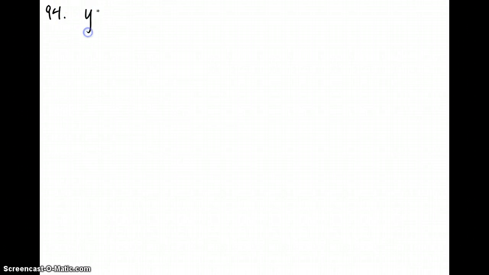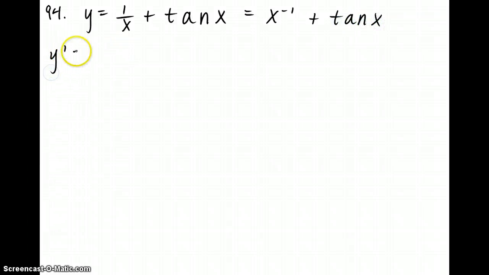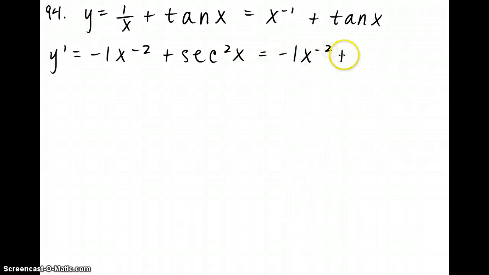(94) y equals 1 over x plus tan x. You're asked to find the second derivative. So let's rewrite this as a power rule. First derivative, -1 x to the -2nd power plus secant squared x. So you don't need to write the first derivative with a positive exponent because your ultimate goal is to find the second derivative. So I rewrote secant squared as the quantity secant x squared.